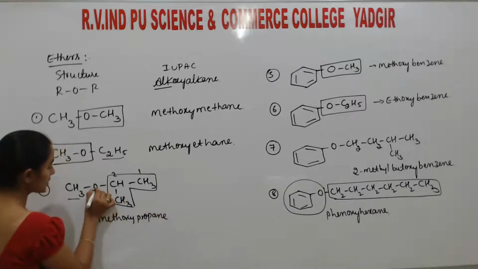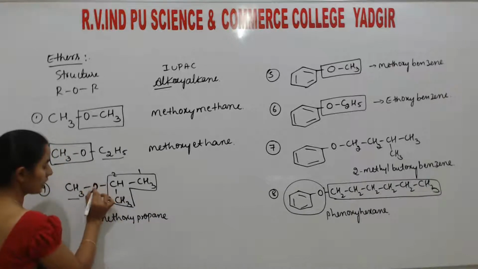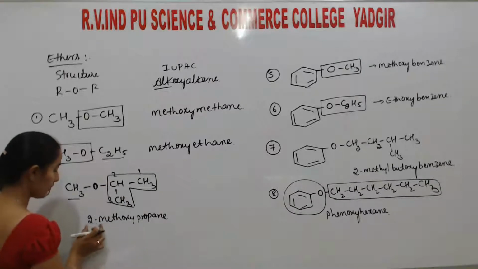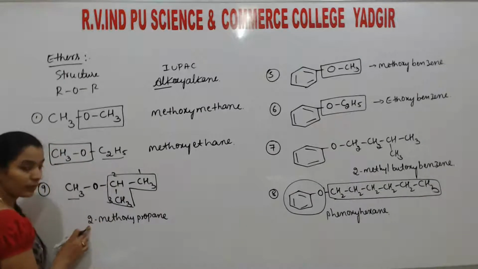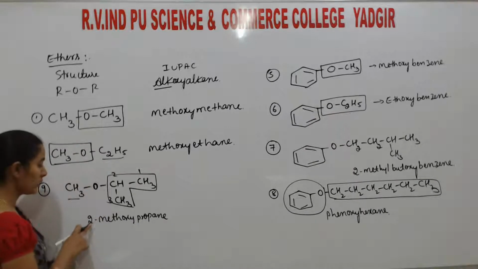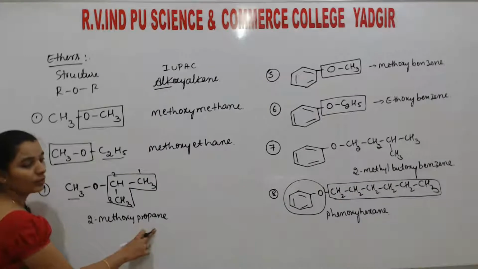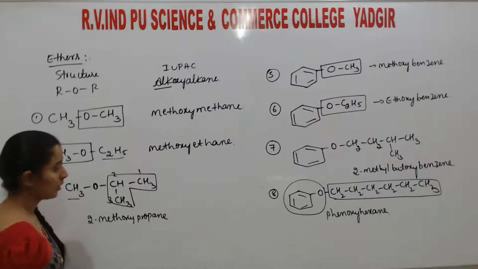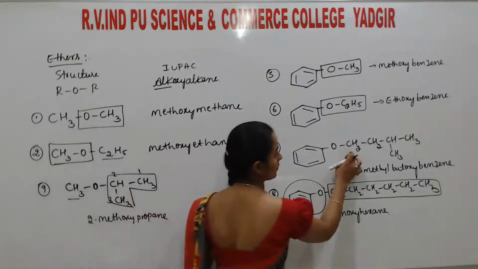So students, if this oxygen atom is directly bonded to a particular carbon, then it can easily be considered as a different position, meaning the position of this group is also written here, that is 2-methoxy-propane. Understand? Okay. So consider this two.